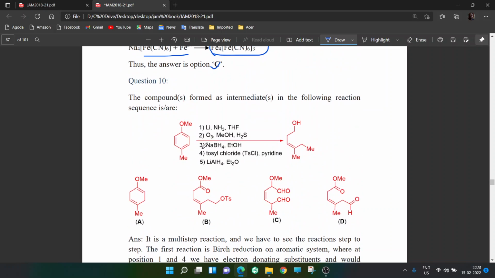Next question. The compound or compounds, so more than one option is possible, formed as intermediate or intermediates in the following reaction sequence is or are. So there is more than one correct answer possible. Okay. So you are having anisole, and at the para position you are having Me. So you know the OMe group will pump electrons more than the methyl group. You just have to remember this part, because it pumps electrons by resonance. Resonance electron donation is much stronger than the inductive effect.